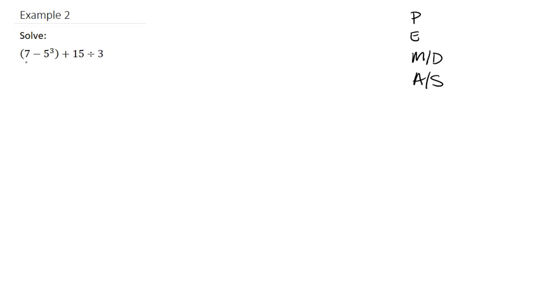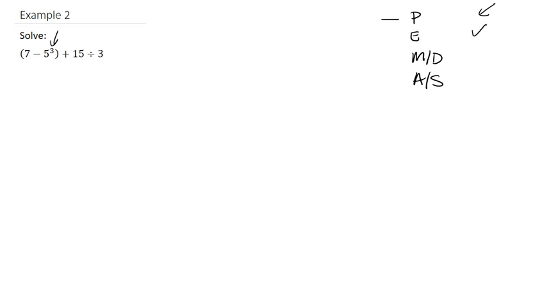So we have 7 minus 5 raised to the third power plus 15 divided by 3. The first thing we need to deal with is our parentheses step. We look here, and we see we have 2 different operations: a subtraction and exponents. So we go back to this list, and we notice there's no more parentheses. We don't need to deal with that.